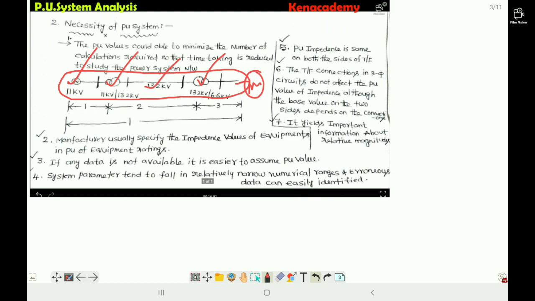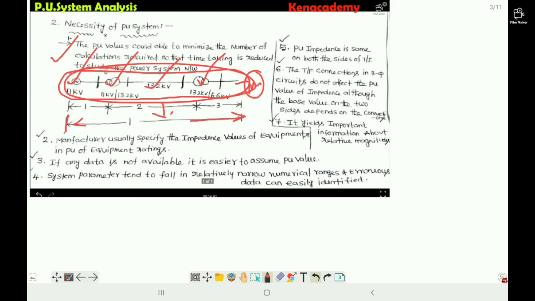But if you convert this network into a per unit network, how to convert it, all this I will explain later. If you convert this network into a per unit network, then it becomes a single network. Once it becomes a single network, the analysis becomes very simple. It takes fewer calculations and less time. This is one of the main necessities of the per unit system with respect to power systems.